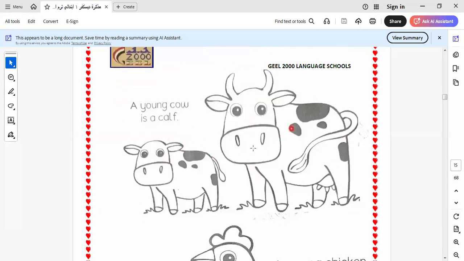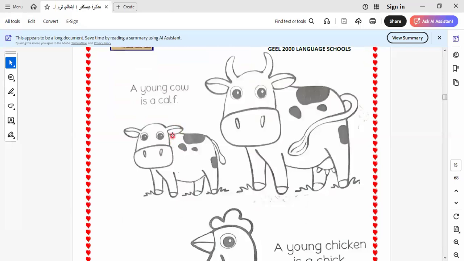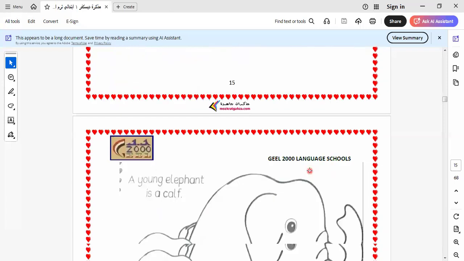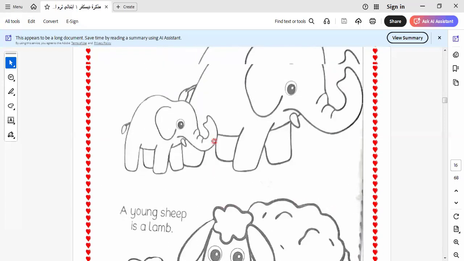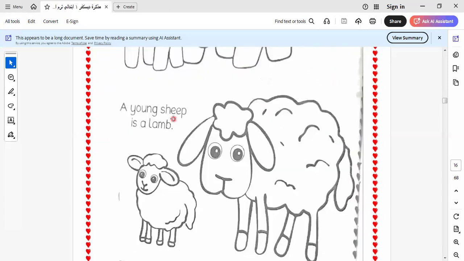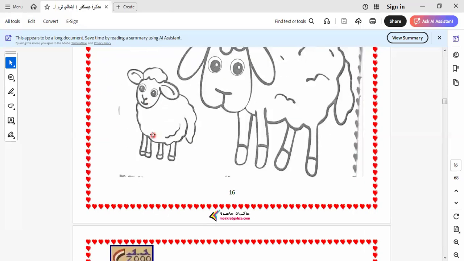Here is the cow and his calf. Calf here is the smallest cow. Here we have chicken and chick. Okay. Let's go to another one. Here is an elephant and calf. Here is calf and elephant, or we can say small elephant. Okay. Here is sheep and lamb. Lamb is a small sheep.